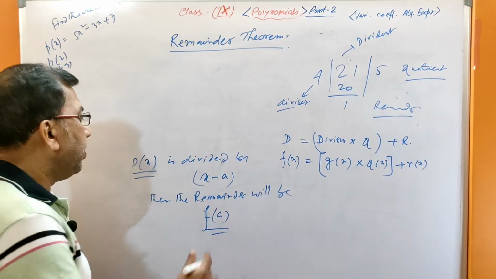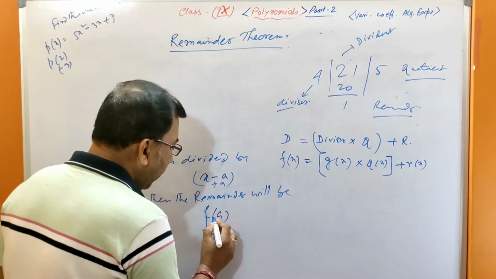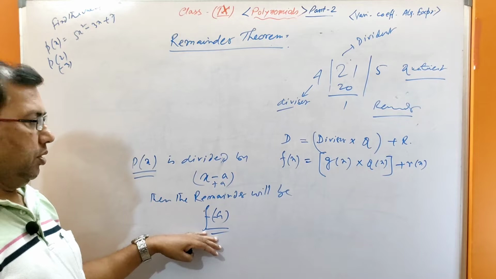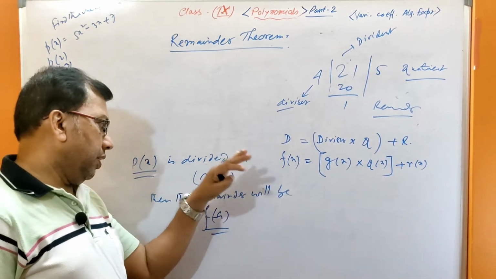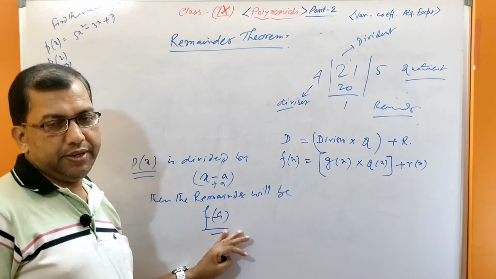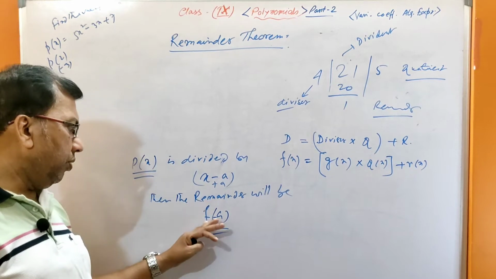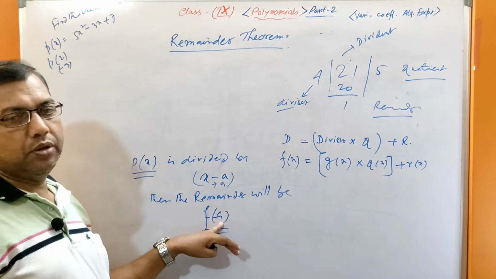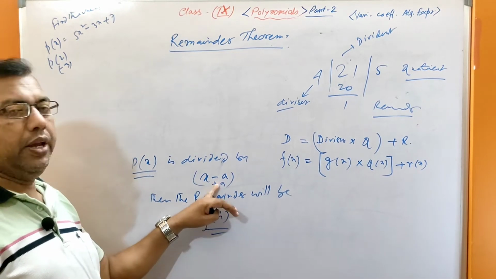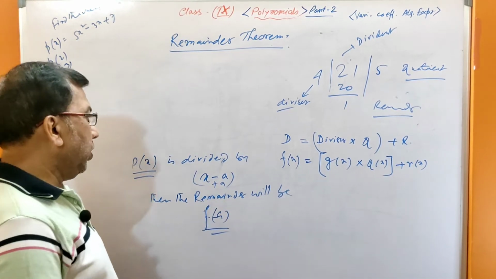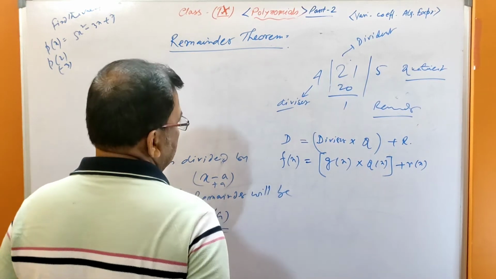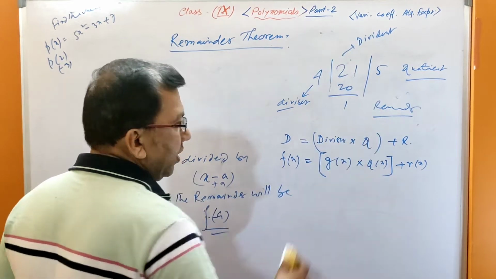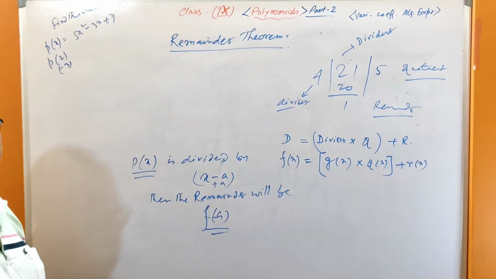If it is x plus a, it will be f minus a. This is also you can write. If it is divided by x plus a, the remainder will be f minus a. That means you have to find the value of the polynomial by applying f minus a or f a. Without actual division, you can easily find the remainder in this process.